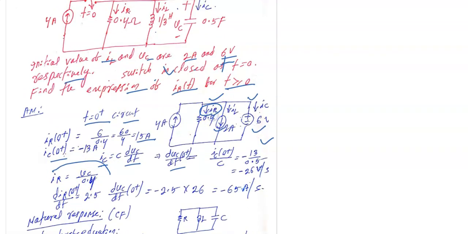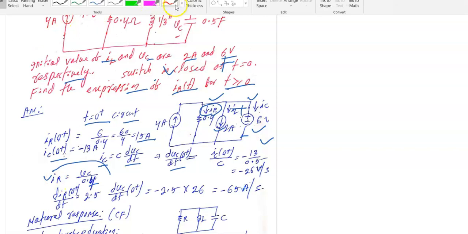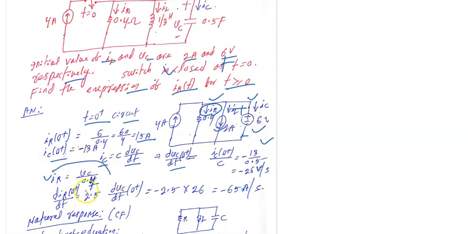You can see that IR is equal to VC upon R, that is 0.4. So taking differentiation of both sides, you get dIR at 0 plus upon dt equal to 1 upon 0.4, which is 2.5, times dVc upon dt at 0 plus. So by using dVc upon dt at 0 plus, you get minus 65 ampere per second. We have got the initial conditions.